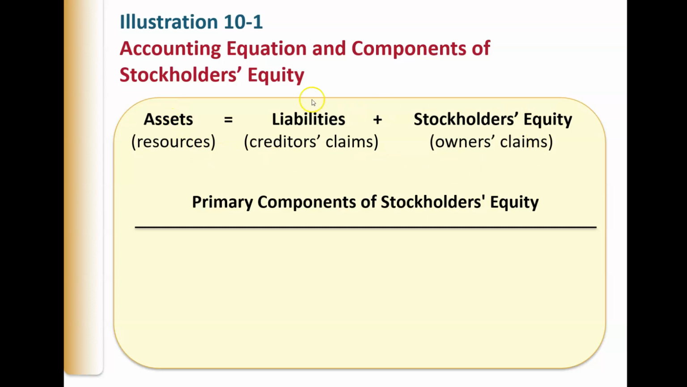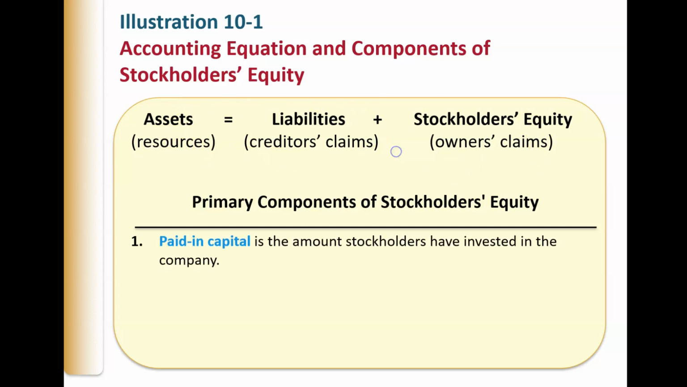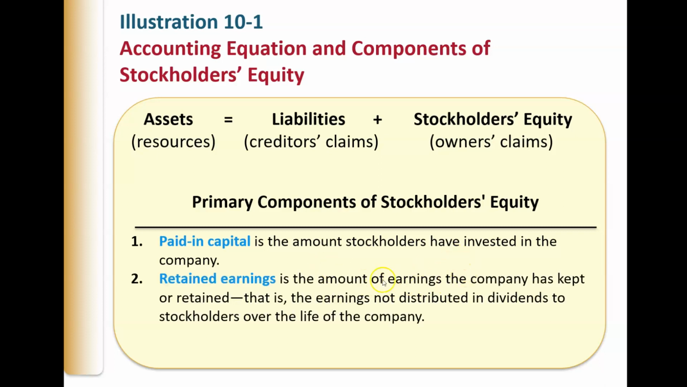Remember the accounting equation, assets equal liabilities plus stockholders' equity. We're going to focus on this piece over here, stockholders' equity. Paid-in capital is a component of stockholders' equity. It's the amount the stockholders have invested in the company. And retained earnings is the other piece. So the paid-in capital are things like common stock. Retained earnings we already know about.